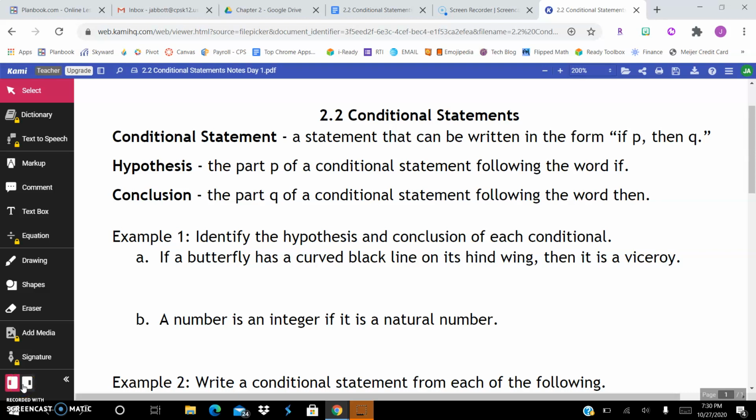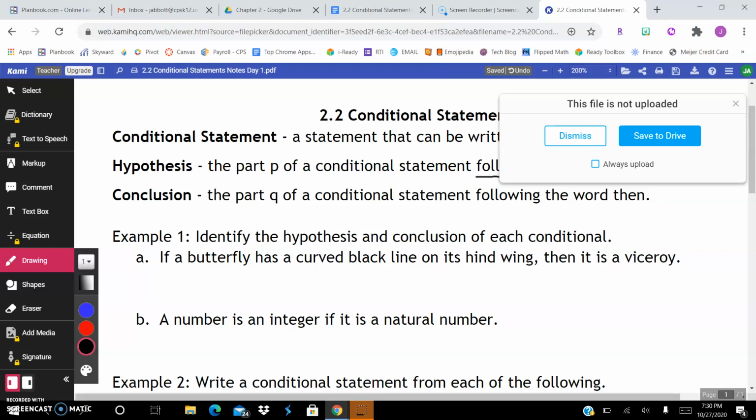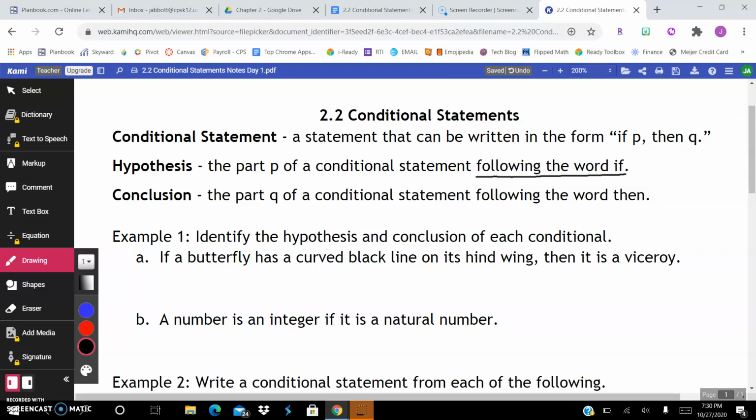Section 2.2 is on conditional statements, and a conditional statement is a statement that can be written in the form of if P, then Q. The conditional statement is made up of two different parts, the hypothesis and the conclusion. The hypothesis is the part P of the conditional statement that follows the word if. So the hypothesis follows if. The conclusion is the part Q of the conditional statement that follows the word then. So the conclusion is at the end, after the word then.